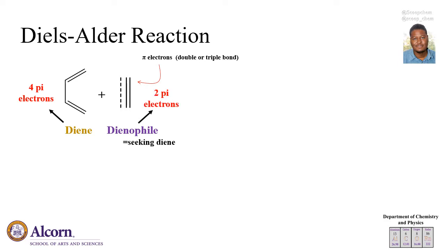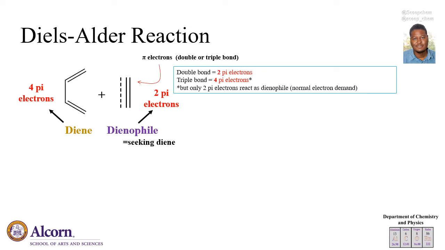This can be a bit tricky. Double bonds have the 2 needed. A triple bond has a possibility of 4 total pi electrons. However, only 2 of the 4 are reacting in a Diels Alder reaction.